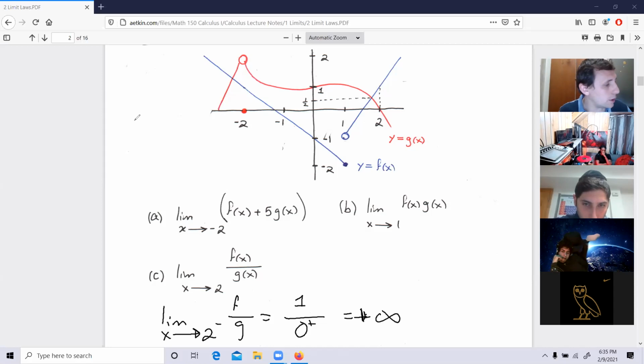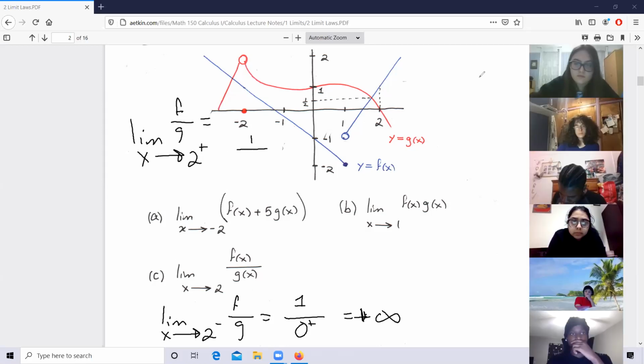On the other hand, what happens if I go towards 2 but from the right? What's the ratio of f and g? The numerator for f is still the same, right? If I approach 2 from the right, that means I'm climbing down towards 1. So the numerator is 1. What is going to happen to g? G, it's here. I am climbing up towards 0. So the denominator is 0 plus or 0 minus? Help me. Minus. Exactly, minus. Very good.